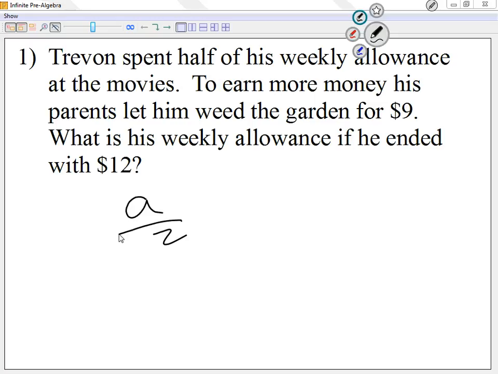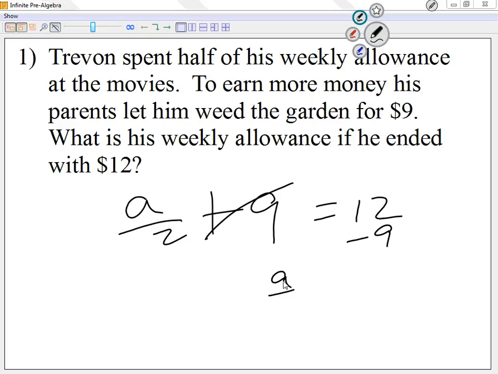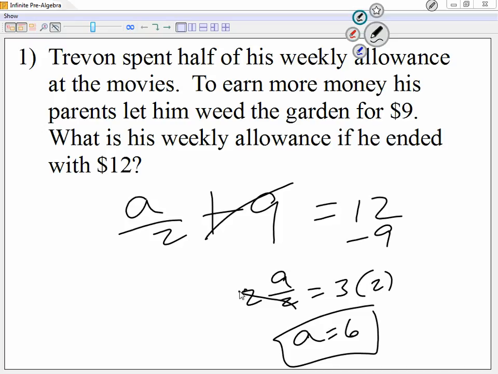To earn more money, his parents let him weed the garden for $9. So let me add $9. What is his weekly allowance if he ended with $12? So I set it up, now I have to solve for A. The positive 9 has nothing to do with the fraction, so let me move it to the right as a minus 9. So I have that A over 2 is equal to 3. Now, to get rid of the fraction, let me multiply both sides by 2. So A is equal to 6. His allowance is $6.